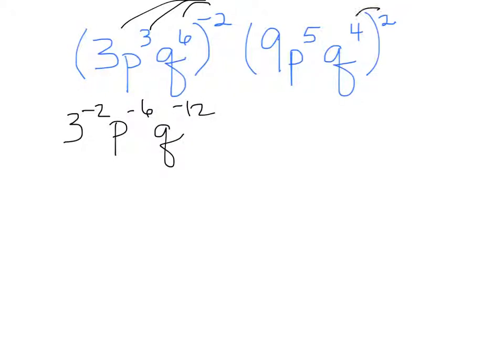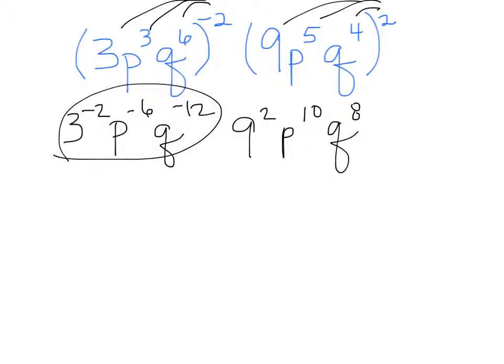And then I'm going to do the same thing over here, but it's a positive 2. It's going to become n to the positive 2, p to the positive 10, q to the positive 8. And then I'm going to want to take everything that's negative and move it to the bottom of the fraction.